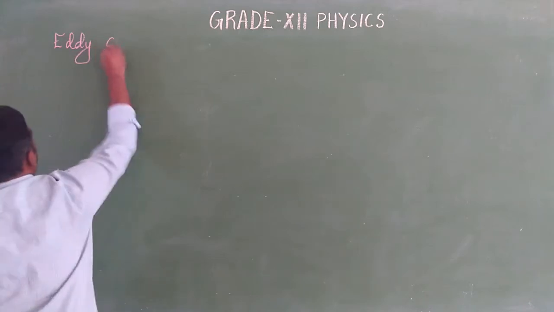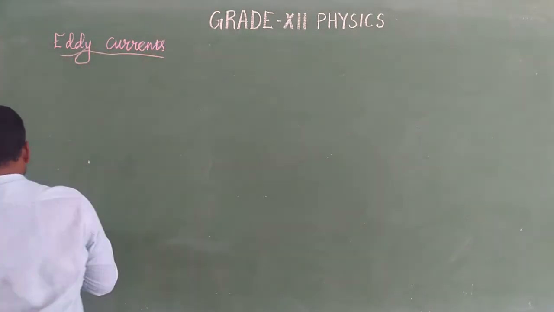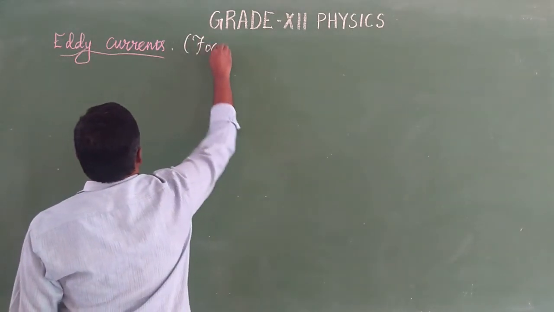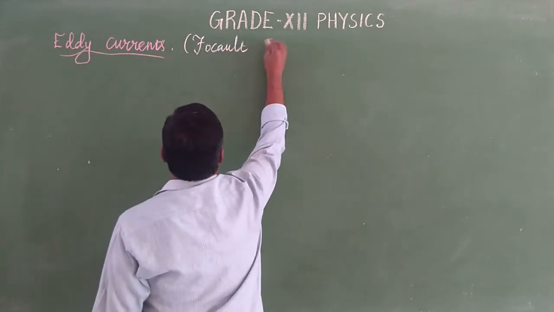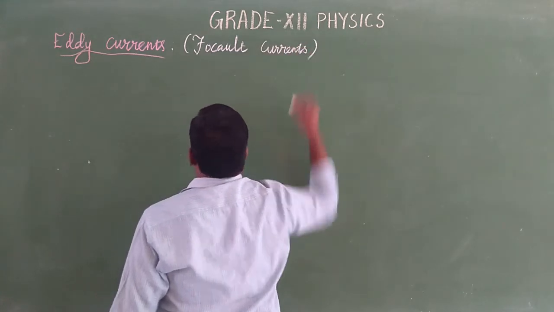Okay, the next topic is eddy current. EDDY. Actually, this current is also called Foucault current because he only found this current. So eddy current is also called Foucault current.